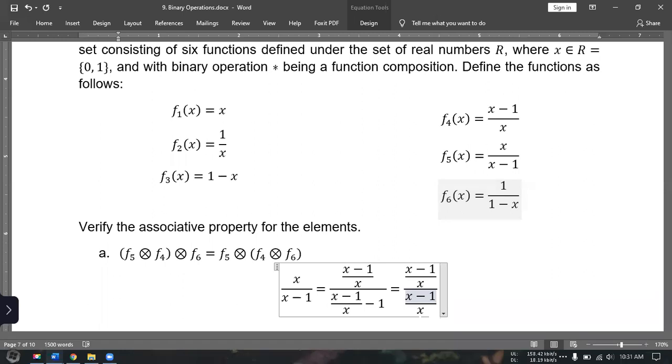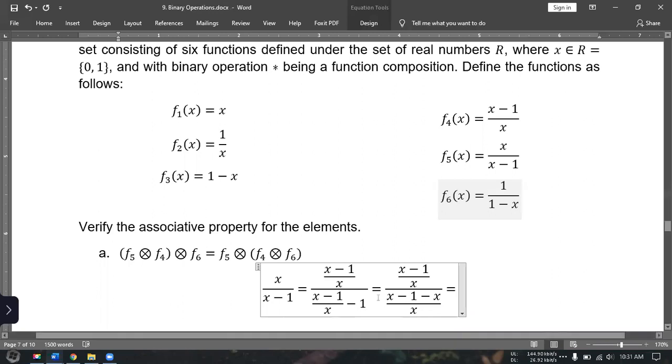And then from here, what will happen? Sir, cancel po yung x sa baba. X minus x. Alright, so we can cancel x minus x there. So we have negative 1 over x na lang. Take note, we have negative 1 over x.